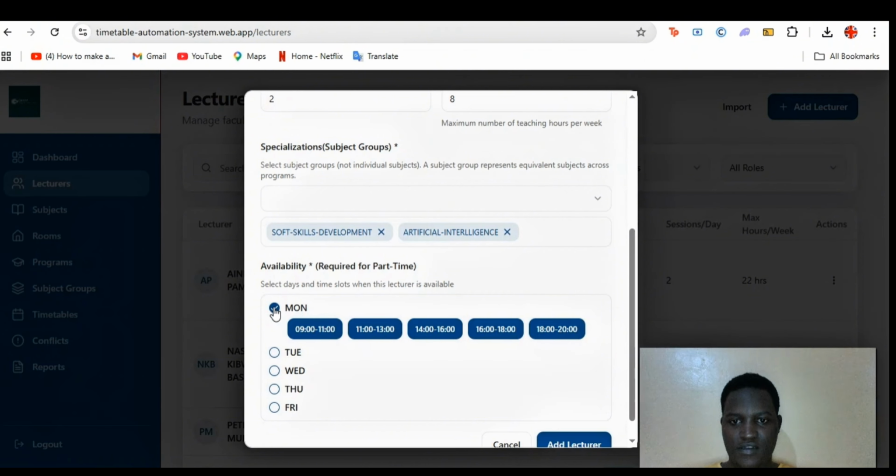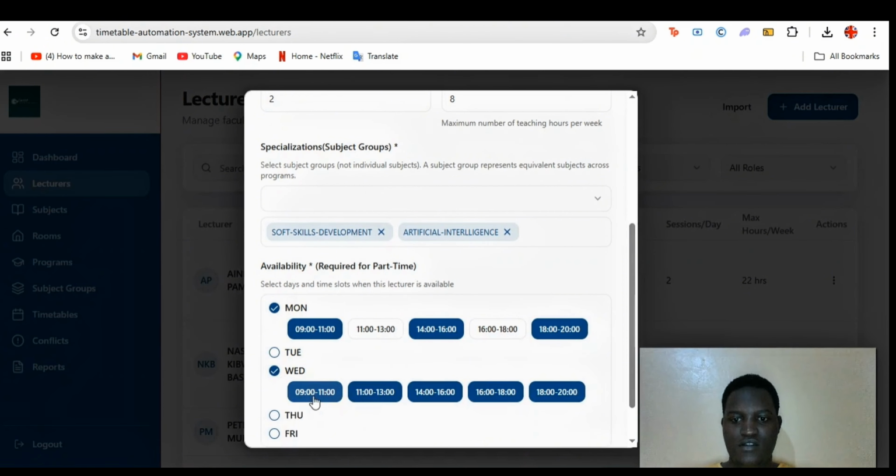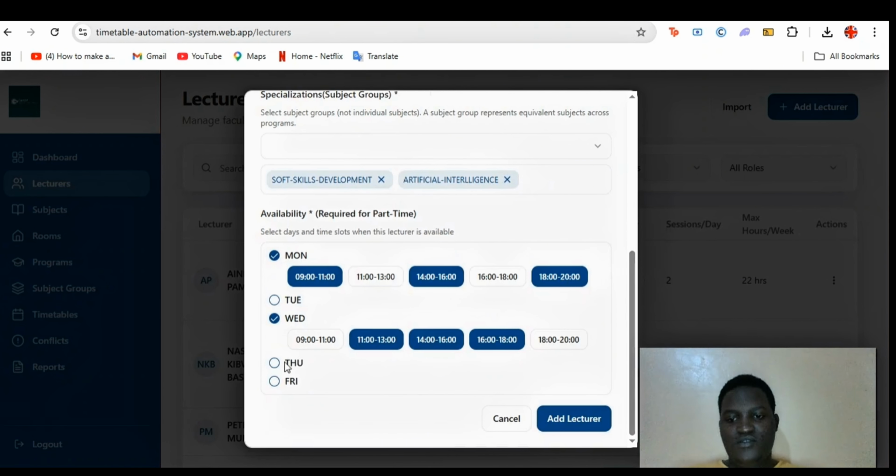So let's say Monday, and then the time they say they're available. So Monday 11 to 1, and maybe 4 to 6, and let's say Wednesday 9 to 11, and maybe 6 to 8. It depends on what the lecturer tells you, but all these are customizable, and then you just add a lecturer.